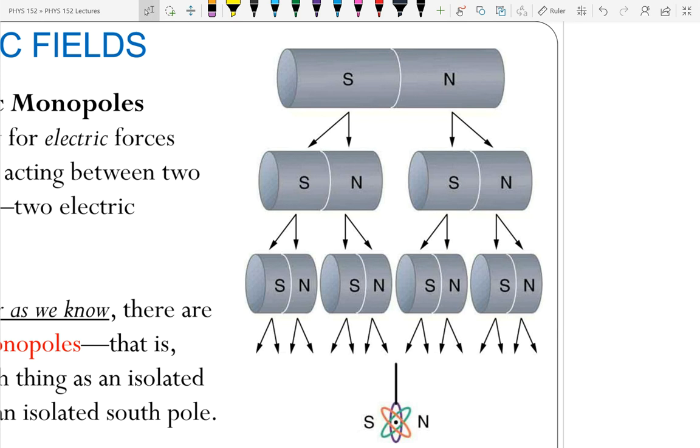All the way down to the individual atom, and the individual atom will have a north and a south to it. You get down to the electron. The electron has a magnetic moment. It behaves like a bar magnet with a north and a south. We talk about the electron's magnetic effects all the time, but you probably don't even know it.